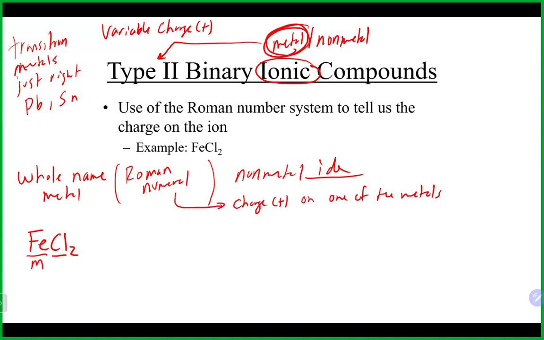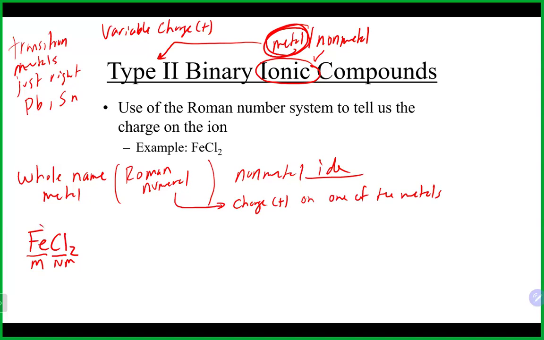I see chlorine, that is a nonmetal. So once again, that is going to check off the ionic box, just like we did previously. As we've been talking about, if you check off the ionic box, you then need to look at the metal. It's the most important thing.